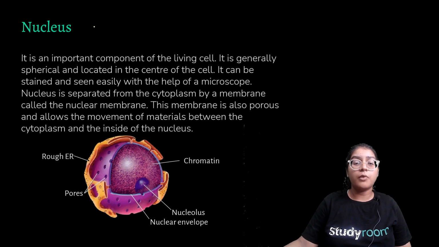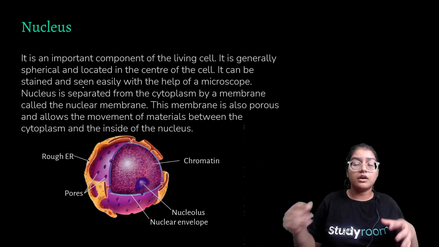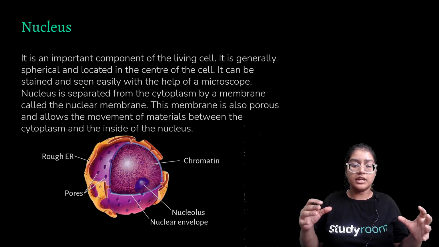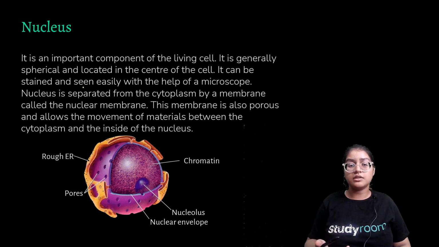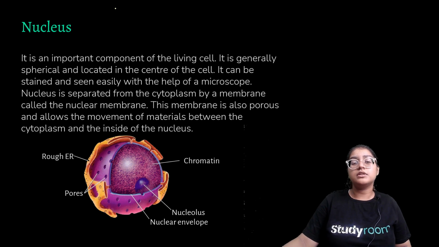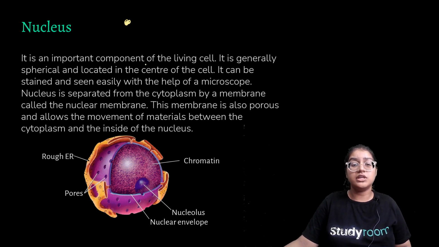Nucleus. It is an important component of the living cell. It is generally spherical and it is the guiding center of the cell. It regulates everything. It can be stained and is easily visible under the microscope. So when you were observing the plant cell and animal cell, the only prominent structure which we were able to see is the nucleus. It was very dark. It could be seen very easily. It can be located very easily. And the nucleus is separated from the cytoplasm by a layer called the nuclear membrane. So the nucleus has its own membrane which we call the nuclear membrane.